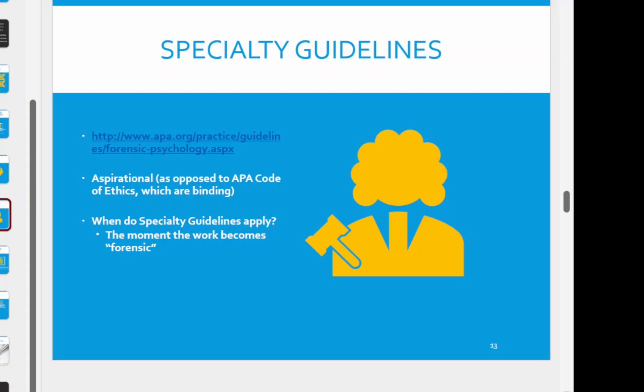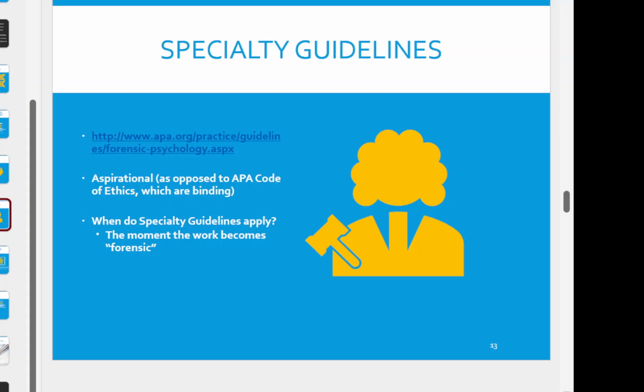Judges, attorneys, and other legal professionals are more likely to rely on psychological evaluations if they are conducted according to established guidelines. So a lot of which we have briefly covered here today. I'm going to encourage you to explore the specialty guidelines. You can click on the link here and refer to them when you need them.